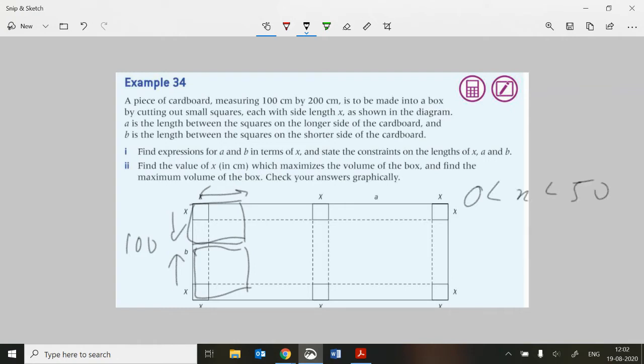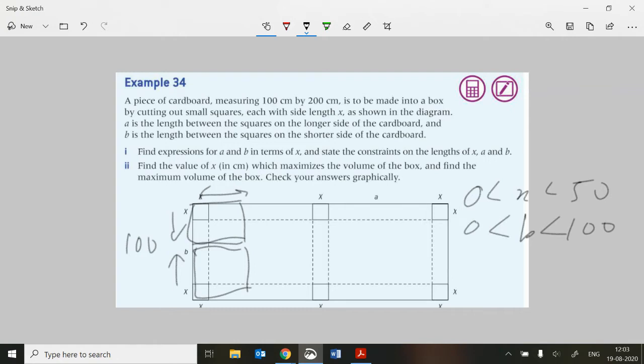Now in terms of b, let's just consider b because I think it's the easier one. In terms of b, it can't be bigger than 100. In fact, it can't even be 100. Otherwise, these little boxes in the corners would disappear. So b has got to be less than 100, and again, b can't be negative.